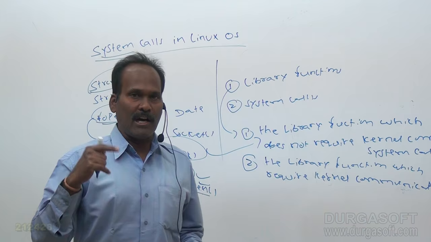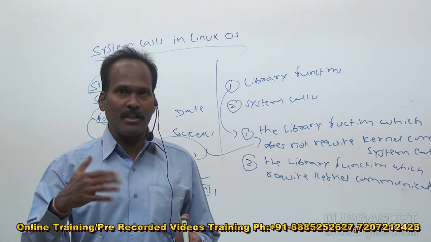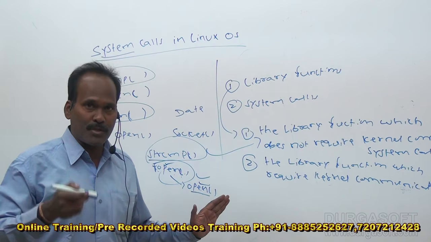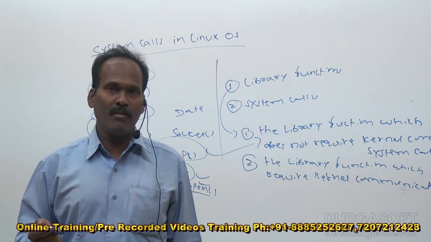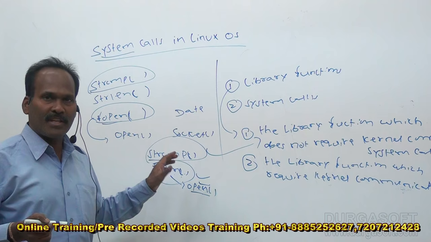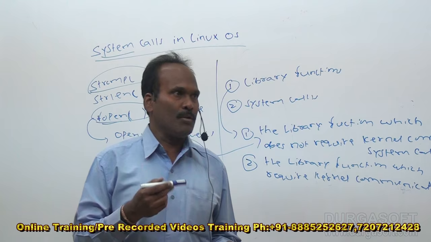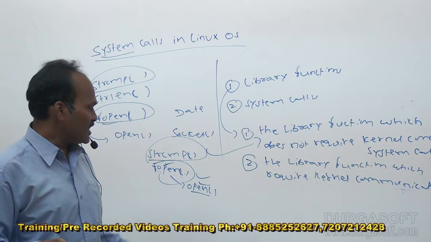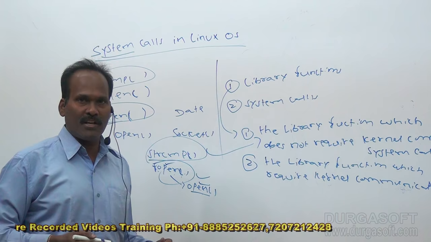The moment you execute the open function, the execution mode will be transferred from user mode to kernel mode. And when you are executing a normal high level function, the execution mode remains user mode only. What is the difference between user mode and kernel mode? In user mode, we cannot communicate with the kernel or with hardware. When you are executing a system call, you can directly communicate with the kernel of the operating system.